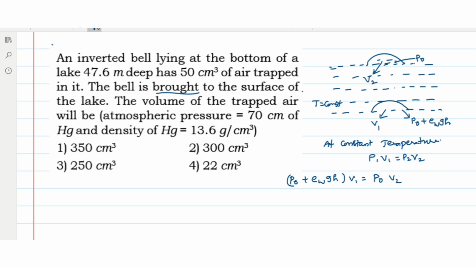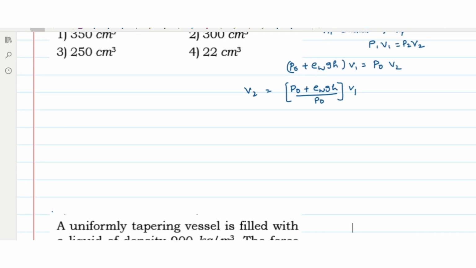Now let us take V2, which will be equal to P1 V1 by P2. If you bring P0 to this side and take the LCM, you will get P0 plus density of the water into g into h by P0, into V1. After taking the LCM, V2 will be equivalent to 1 plus rho g h by P0, into V1.